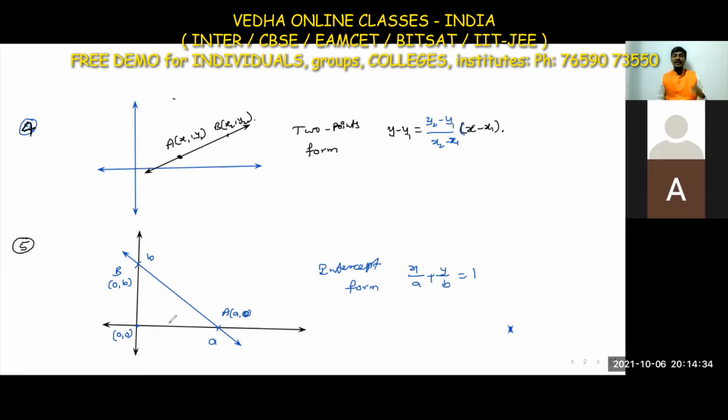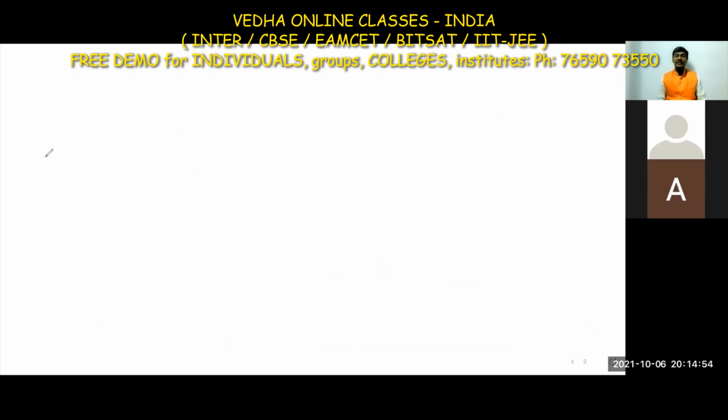And if we take from the origin to this point, small b is the measurement here. So B units means we write it as 0 comma B. Yes, this is the intercept form.